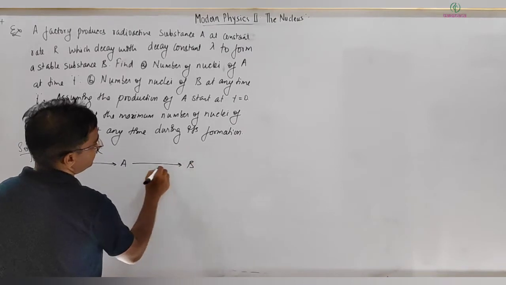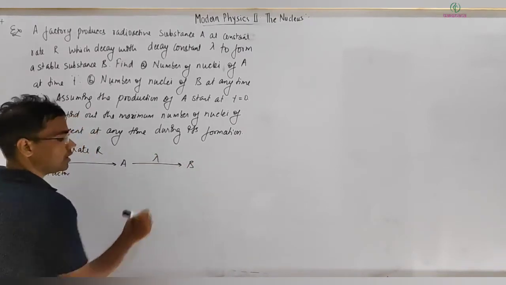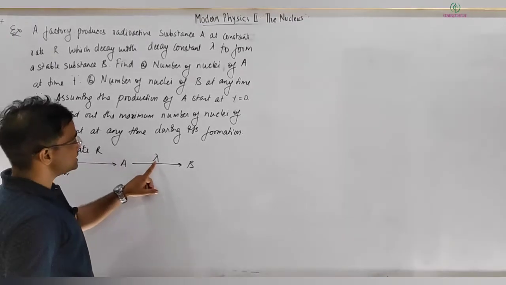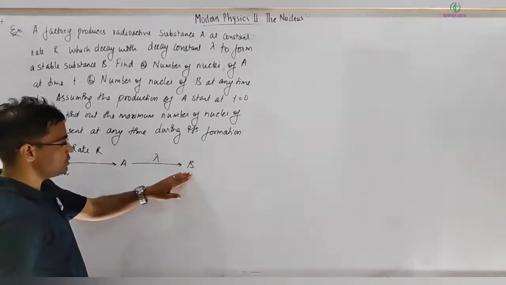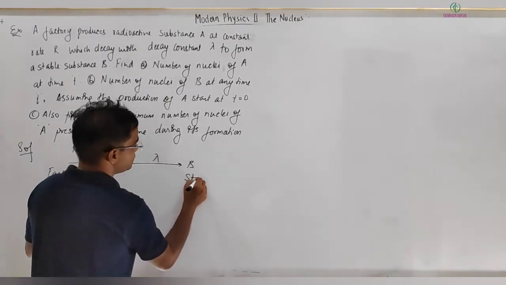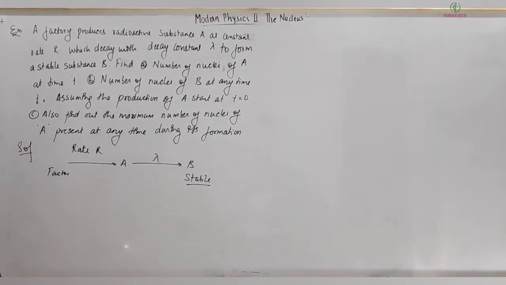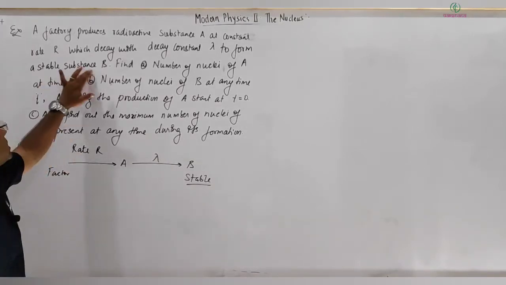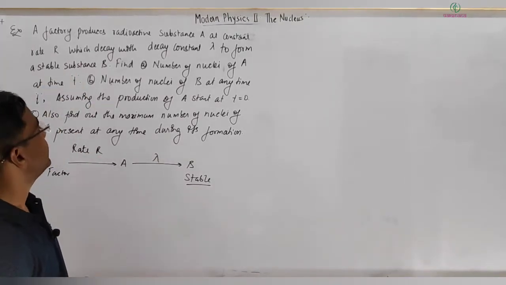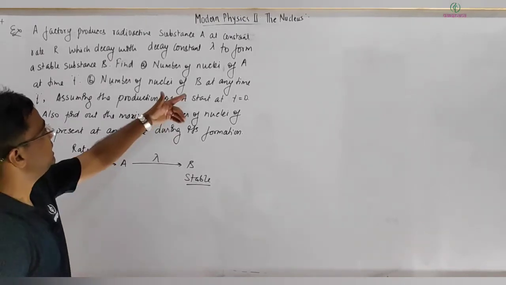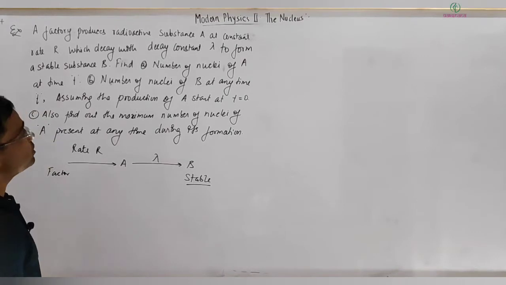So A is further decaying to B with the decay constant lambda. This is the rate of production of A, and this is the decay constant for A to produce stable nuclei or stable substance B. This is what is happening here. Now we are asked to find the number of nuclei of A at any time and the number of nuclei of B at any time, assuming production of A starts at t equal to 0.